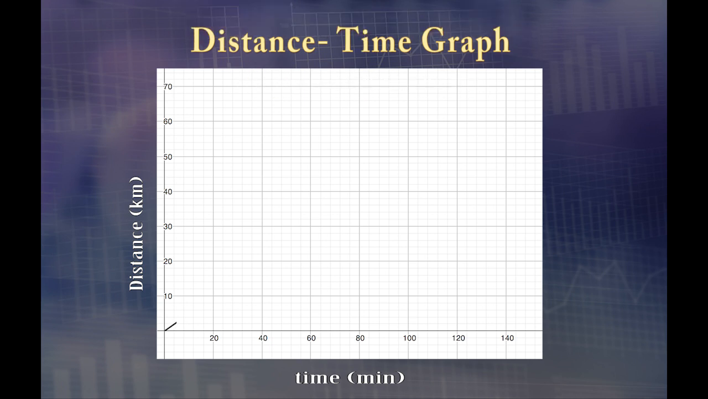For the first 20 minutes, the distance traveled by the object is 10 kilometers. Now for the next 20 minutes, the car travels another 10 kilometers. And for another 20 minutes, the distance traveled by the car is 10 kilometers. And so on until the car travels 60 kilometers in 120 minutes.